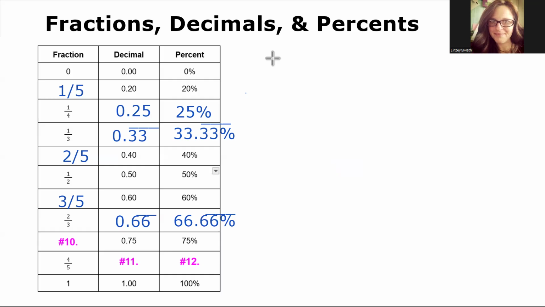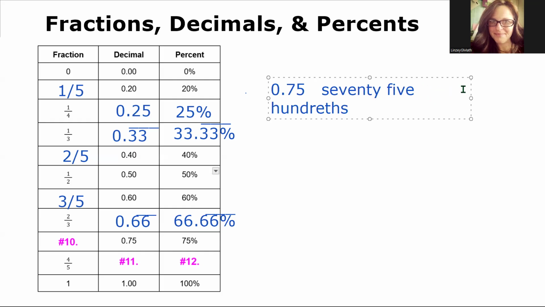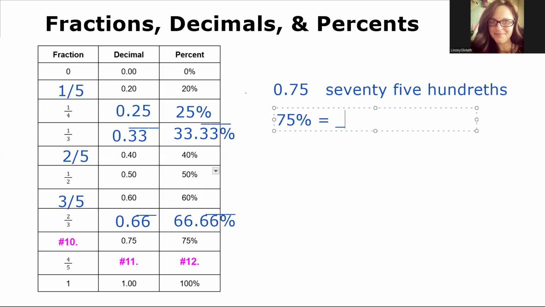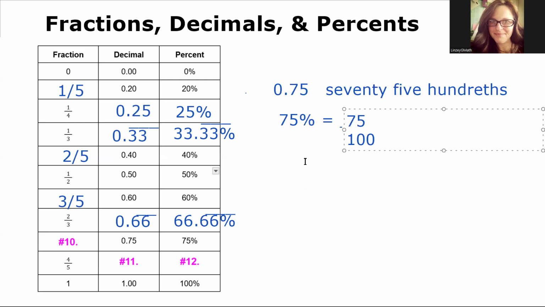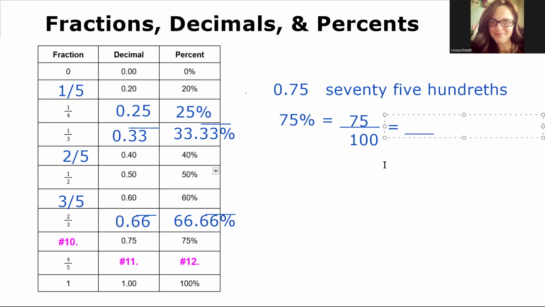And number 10. Number 10, we've got 0.75 as a decimal. So this is 75 hundredths, 2 numbers after the decimal. And then 75% means 75 out of 100. And then we'll reduce. We could divide by 25. 75 divided by 25, we get 3. And 100 divided by 25, we get 4. 3/4.